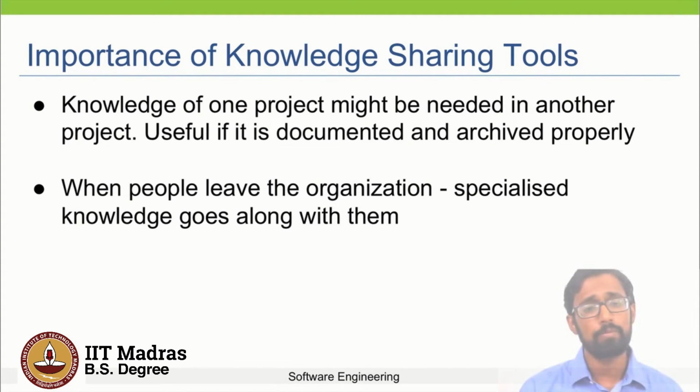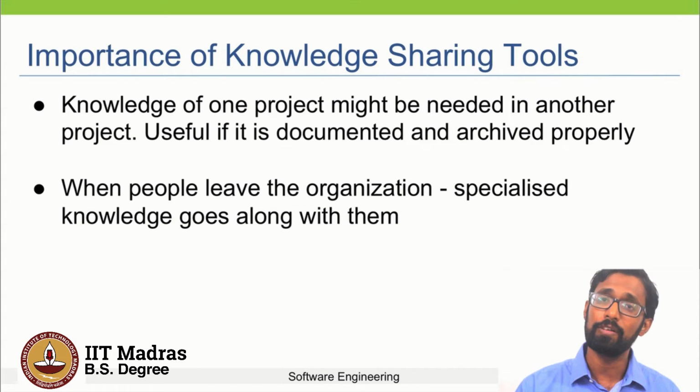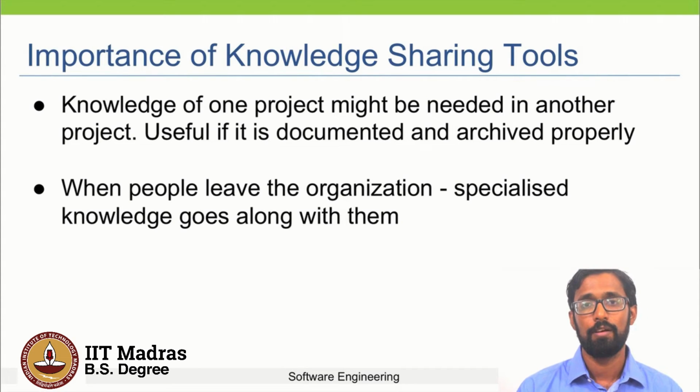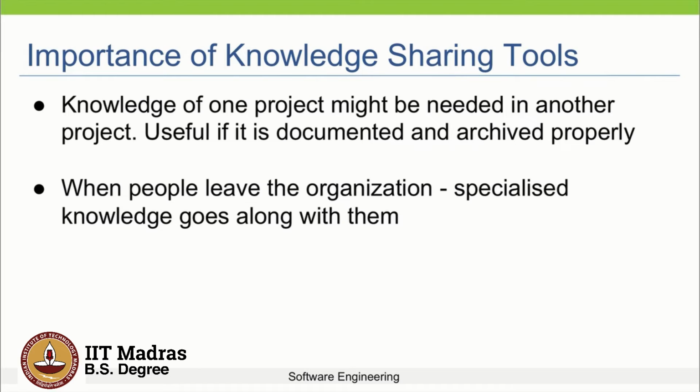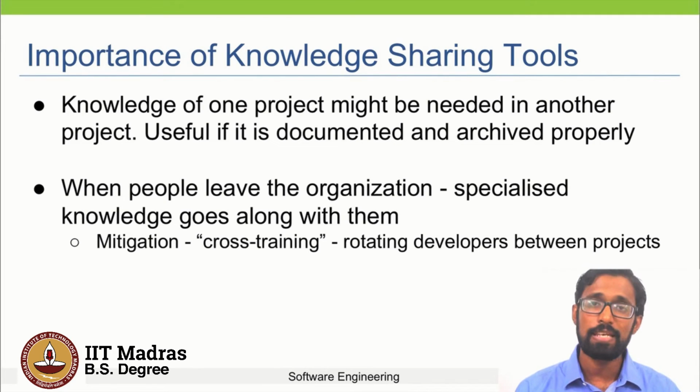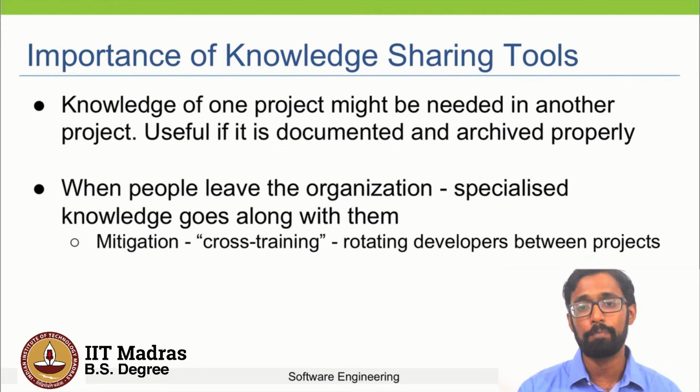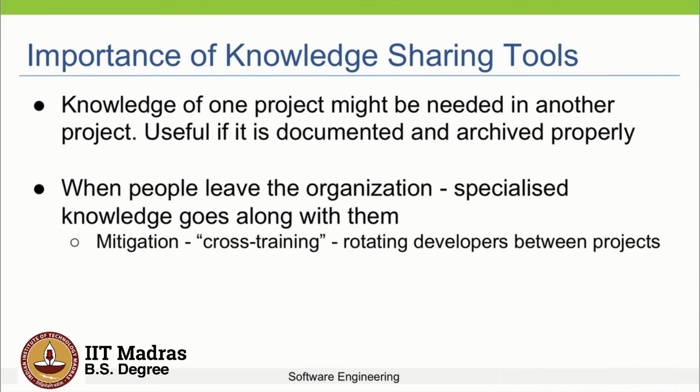Consider this scenario now. Let's say a person having some important information or who developed a particular module has left the organization. And thus this specialized knowledge goes along with them. So when such people who have specialized knowledge leave in the middle of development, no one else can take their place and this hampers progress. So how can we mitigate this? This can be mitigated by rotating developers between projects and cross-training them to ensure that the necessary knowledge to maintain a project is distributed across multiple engineers.